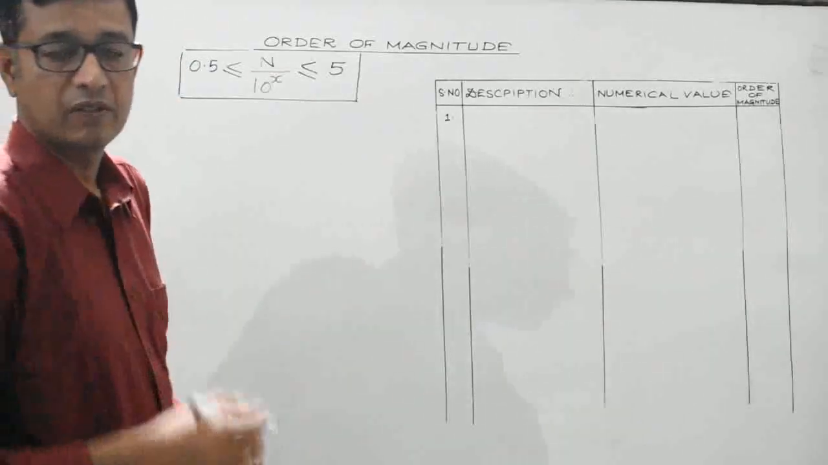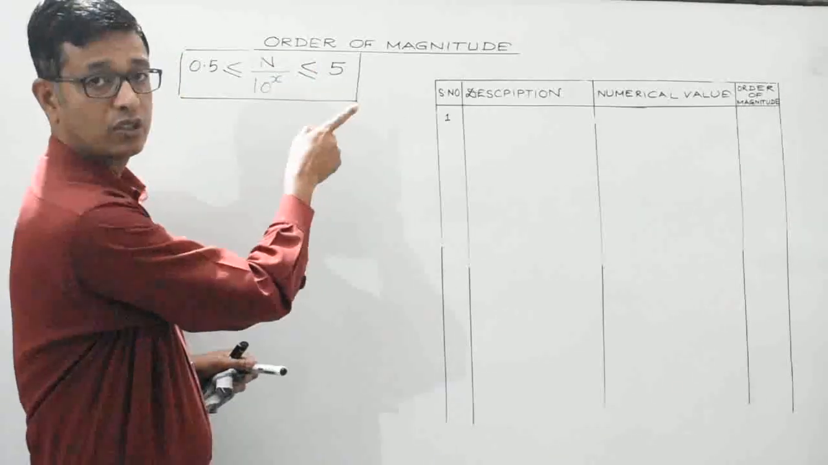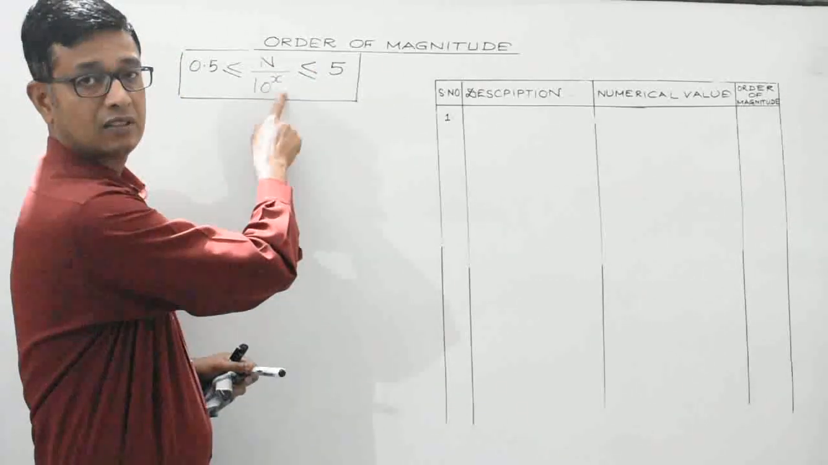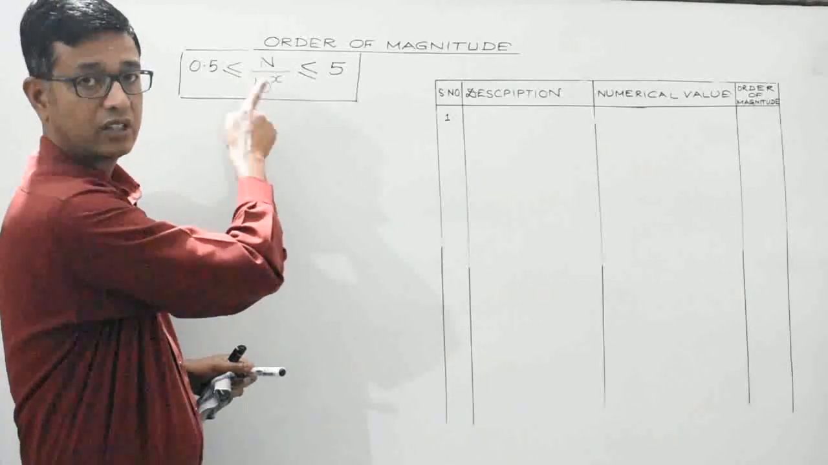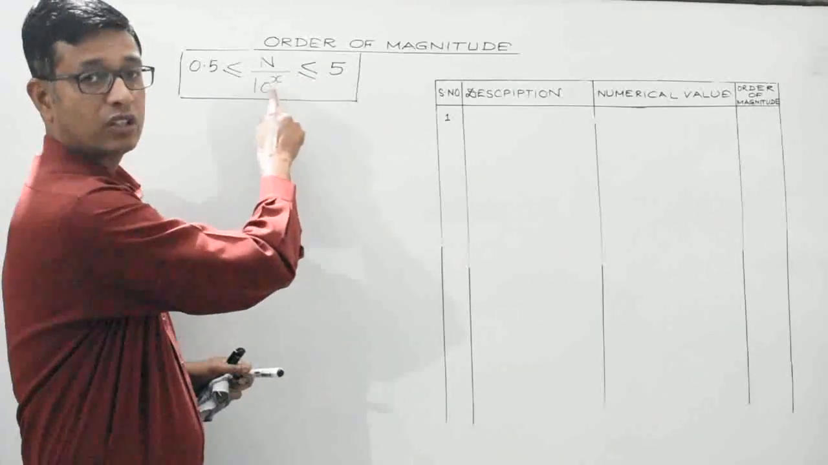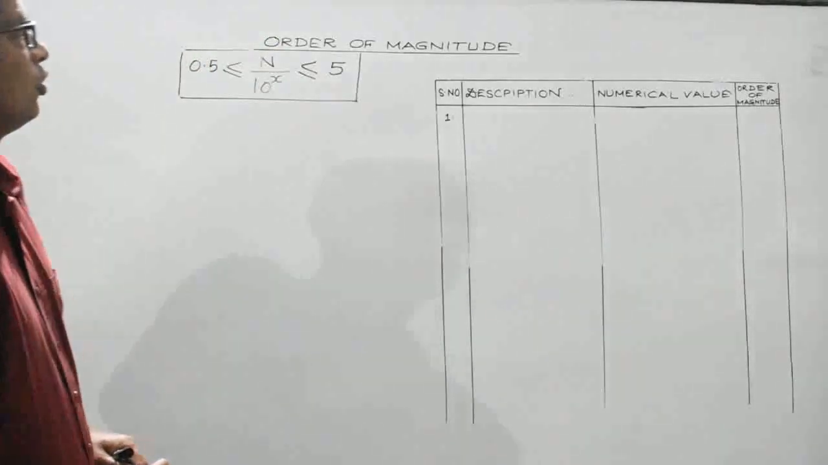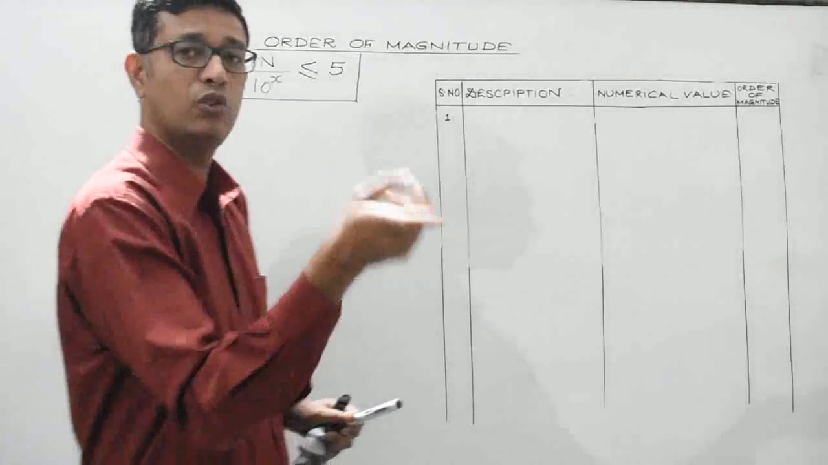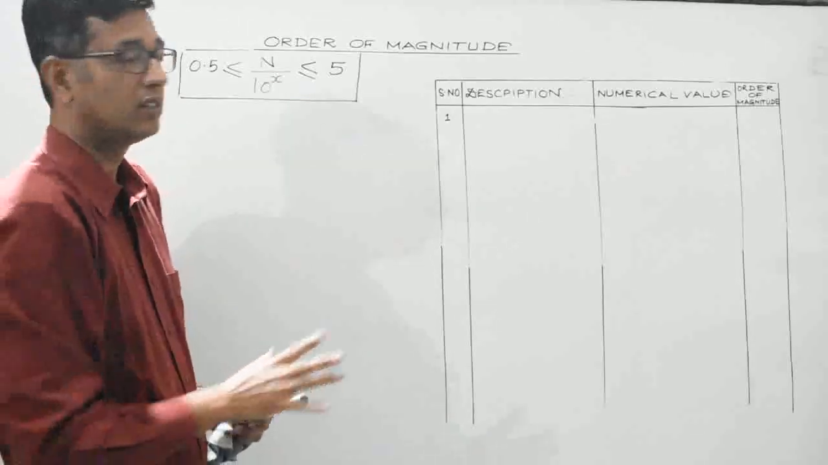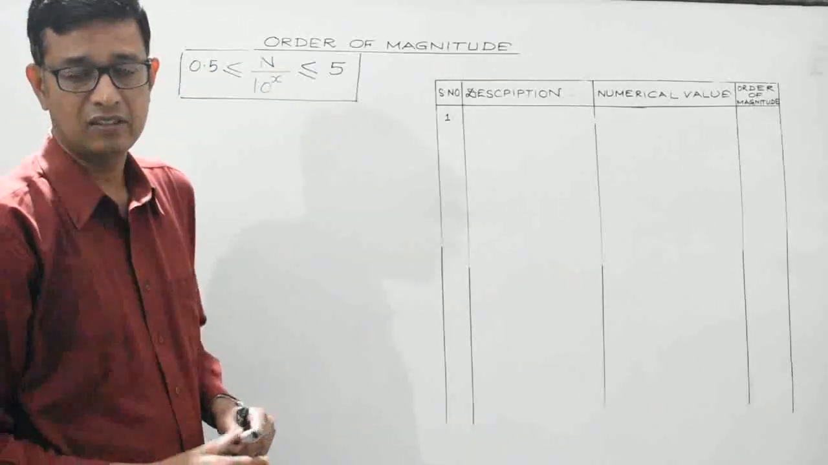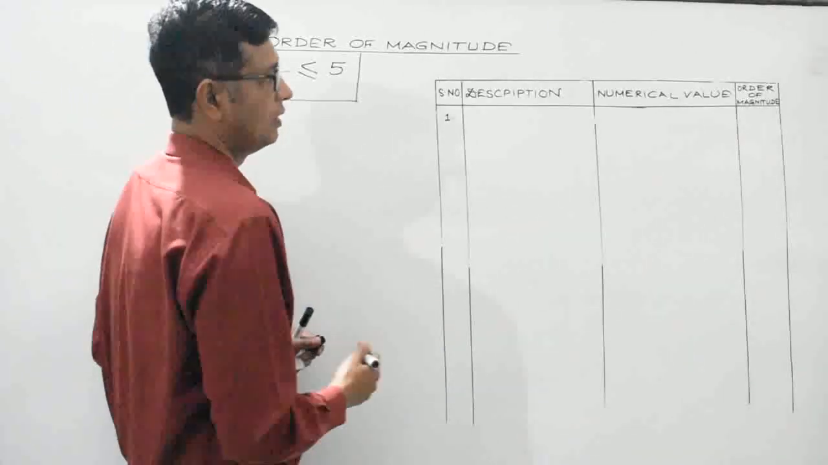Again I am repeating, for a numerical value n, its order of magnitude is 10 raised to x, such that n divided by 10 raised to power x is greater than or equal to 0.5 and less than or equal to 5. Either you can follow the previous method or mathematically you can follow this particular thing so as to obtain the value of x. Let us consider some example.